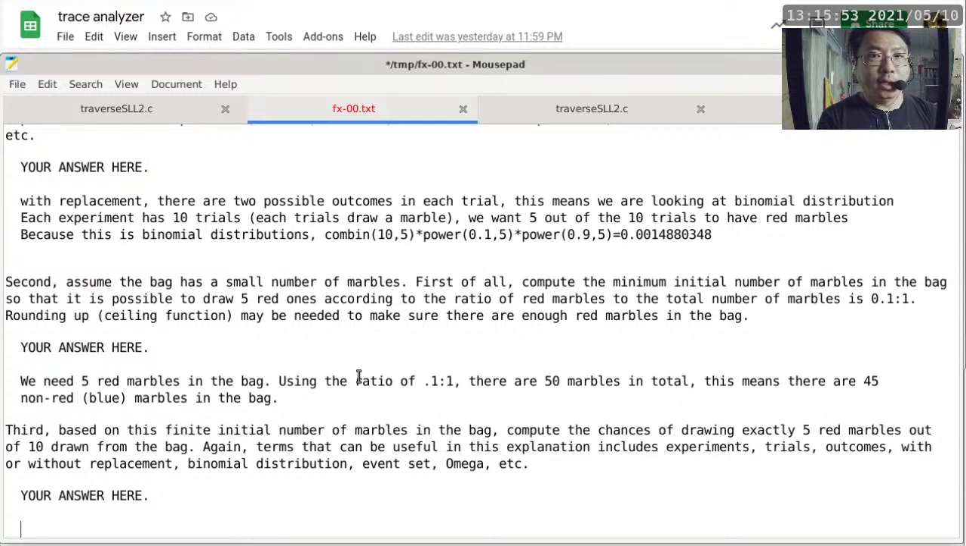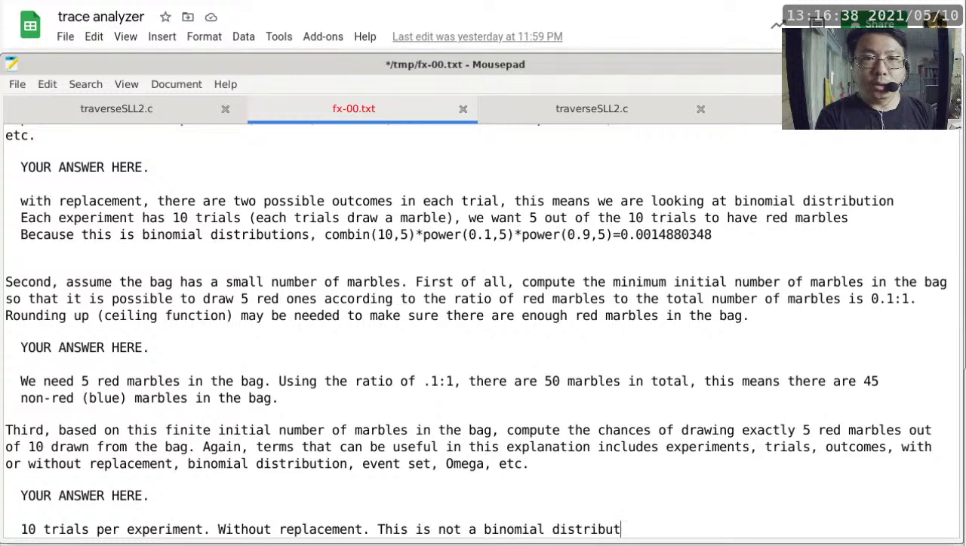So now we have to say this time, we have 10 trials per experiment. And this time it is without replacement. It's without replacement because once you draw a marble out, you don't put it back into the bag. So we have just used experiments, trials, outcomes without replacement. So it is not a binomial distribution anymore. This is not a binomial distribution.